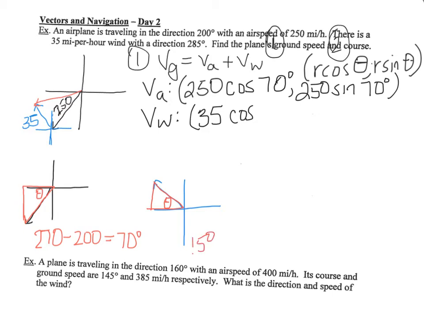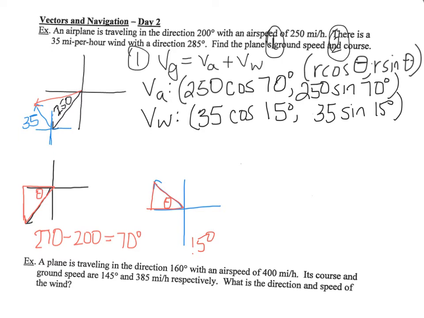So I'm going to put that into my polar form. I've got 15 degrees, and I've got 35 times the sine of 15 degrees.